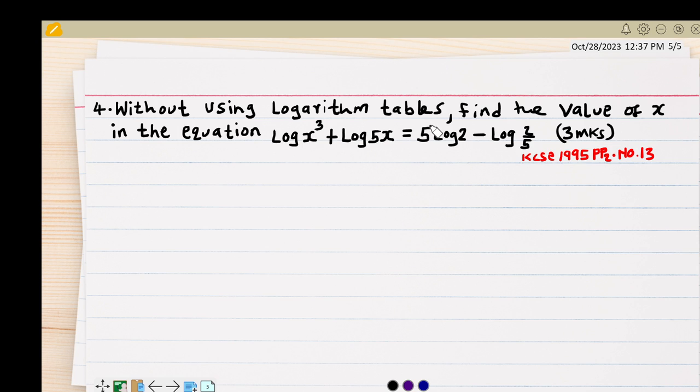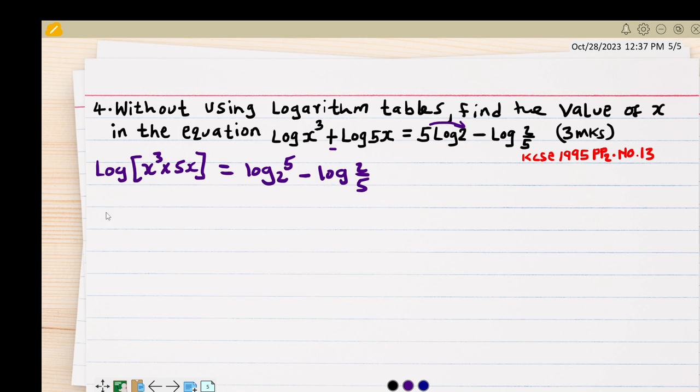The first law will help us take this 5 to the power of 2. Then of course when you add, you have to multiply. So this will be the logarithm of x cubed multiplied by 5x, which is equal to the logarithm of 2 to the power of 5, minus the logarithm of 2 over 5.